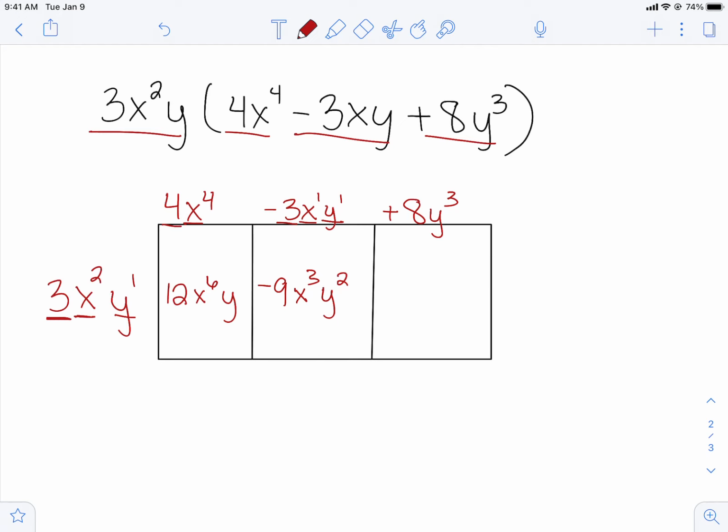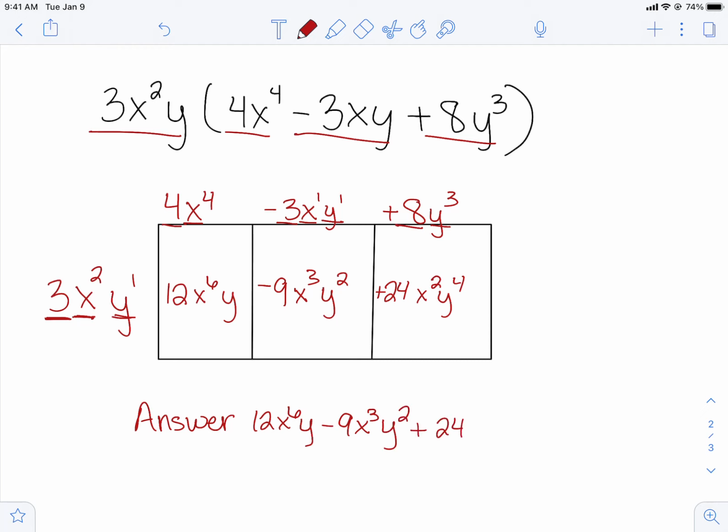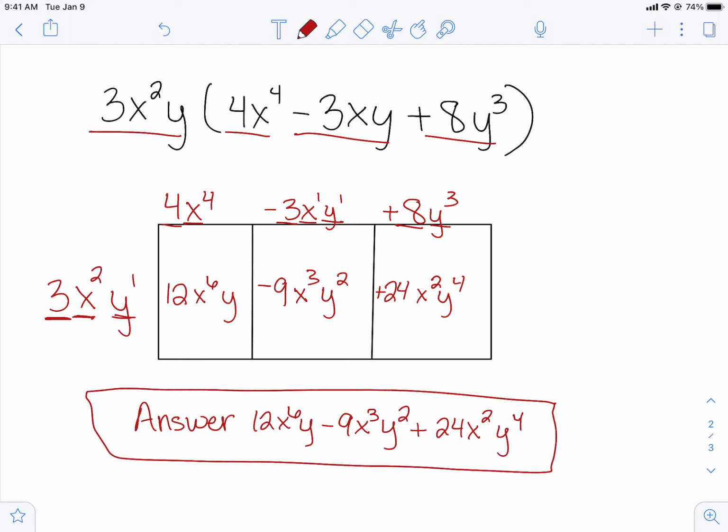Okay, now we go 3 times 8. That is a positive 24. X squared times, oh, there's no x, so I'm just going to write down the x squared. And y to the first times y to the third. 1 plus 3 is 4. And now I just write it out for my answer. So I have 12x to the 6th y minus 9x to the third y squared plus 24x squared y to the fourth. So there's my final answer right there.